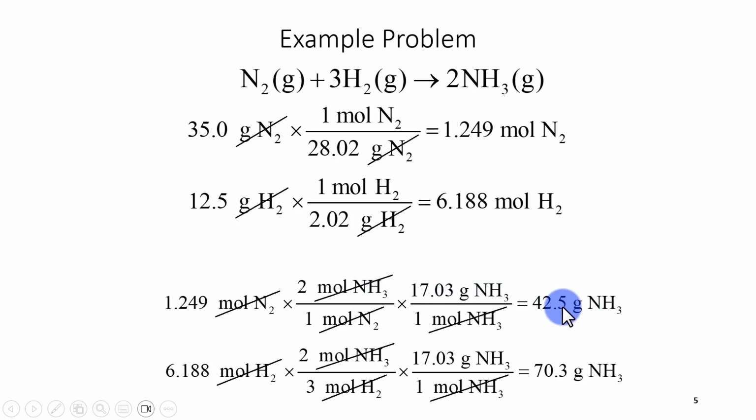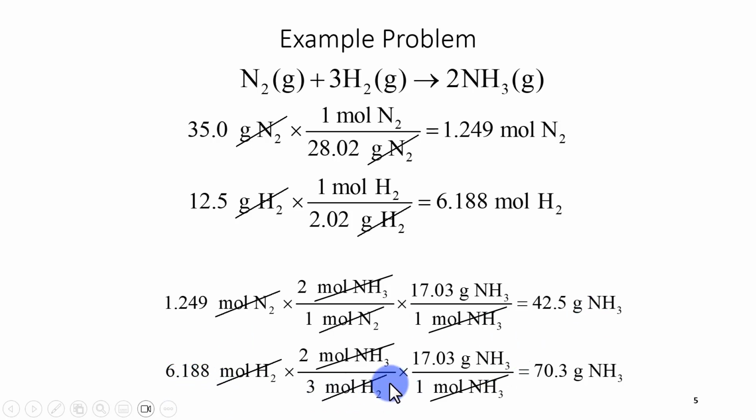And then to convert to grams, one more step, I multiply by the molar mass of ammonia, which is 17.03 grams NH3 for every mole. Moles will cancel out, giving me 42.5 grams NH3. Note that previously we've been breaking these up into 2 steps. In this one, they're all in 1 step. So this right here converts to moles of ammonia, and then this next step converts to grams of ammonia.